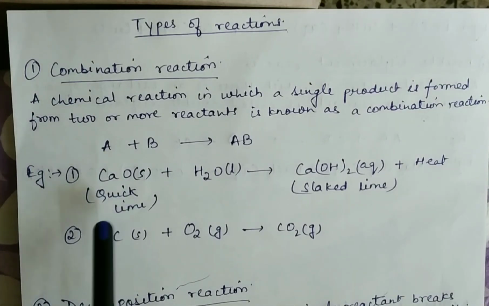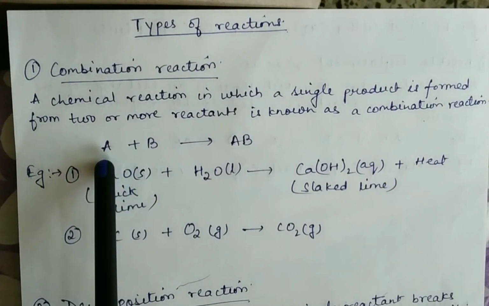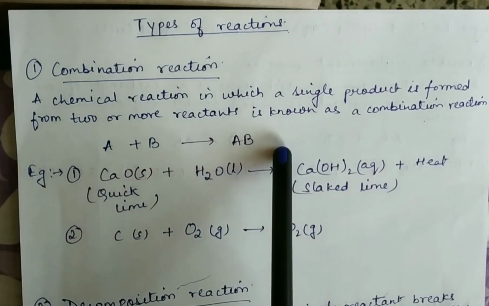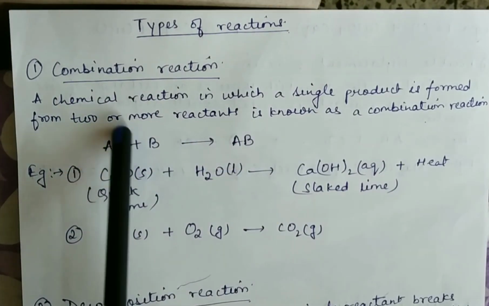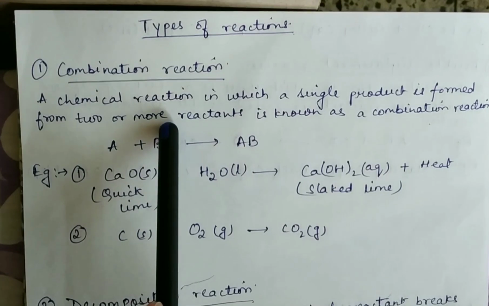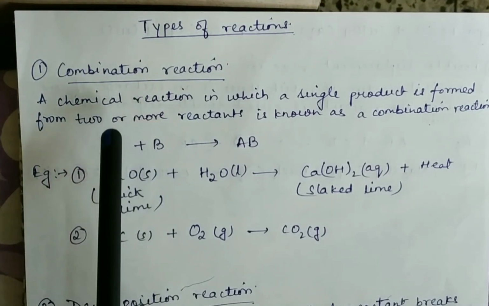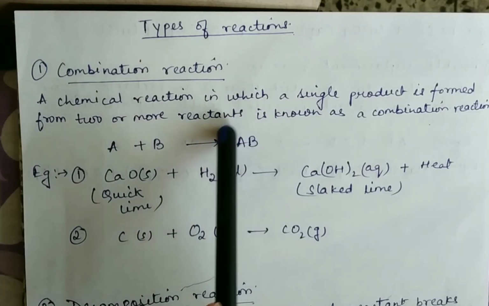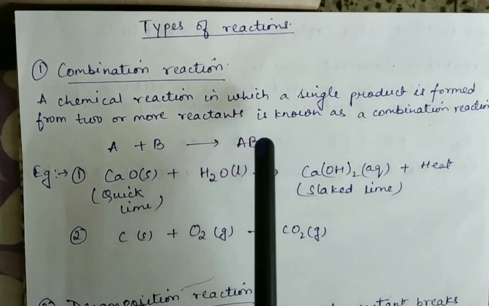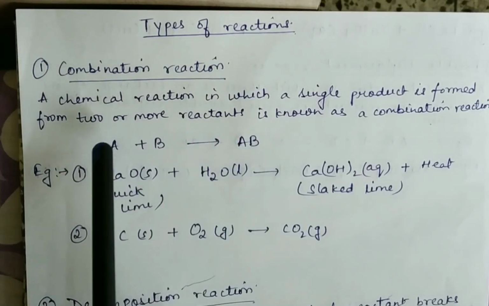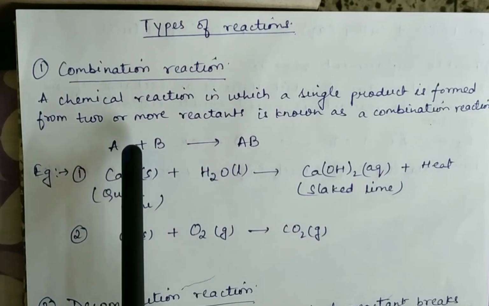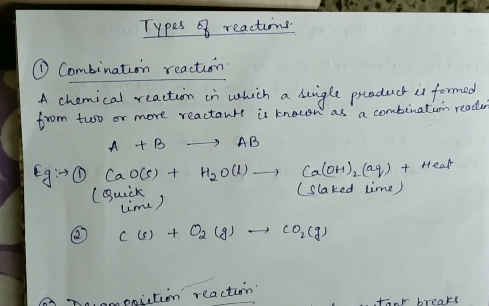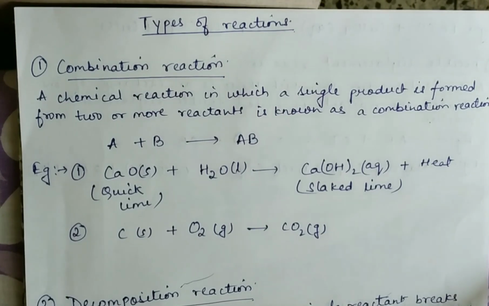The general form of representing a combination reaction is this. So suppose we have 2 reactants A and B. When they undergo a combination reaction, they combine to form AB. So AB is a single product formed by the combination of 2 different reactants, A and B. Now let us look at the examples of combination reaction.